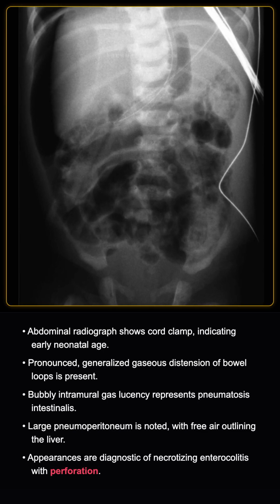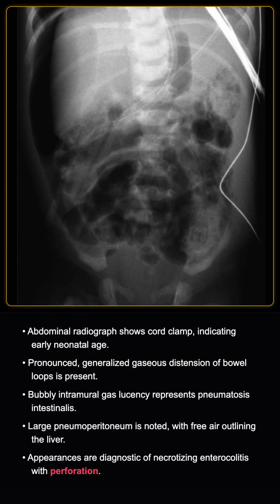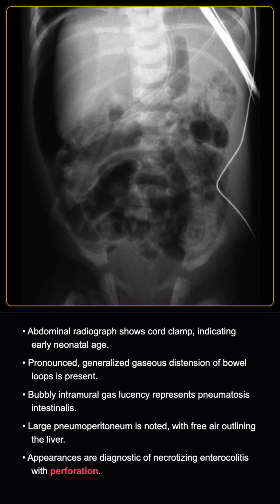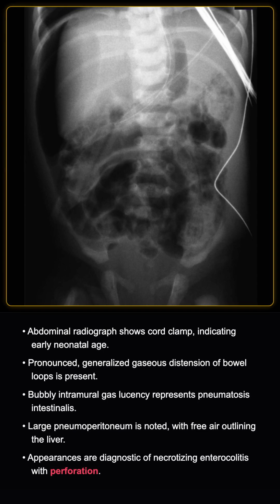Additionally, there is a large pneumoperitoneum, evidenced by free air outlining the liver margin and diaphragm. No branching gas is seen in the portal veins. These findings of pneumatosis intestinalis and free air are diagnostic of necrotizing enterocolitis with bowel perforation.